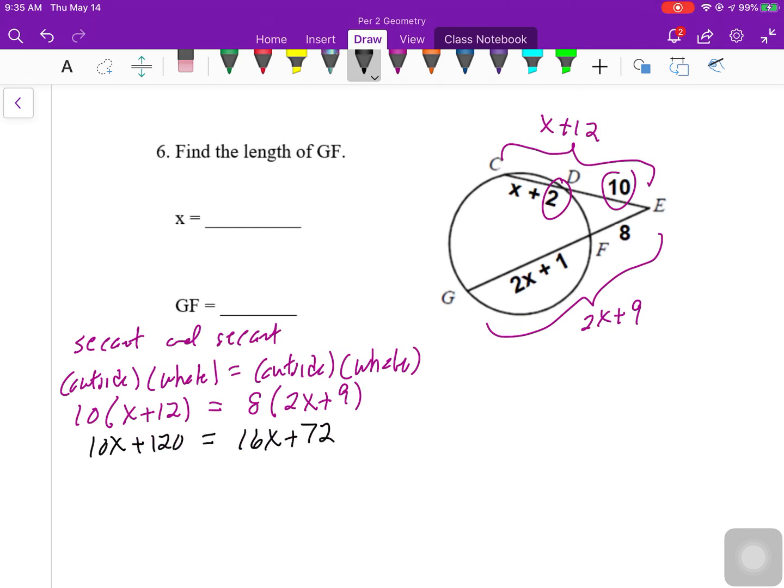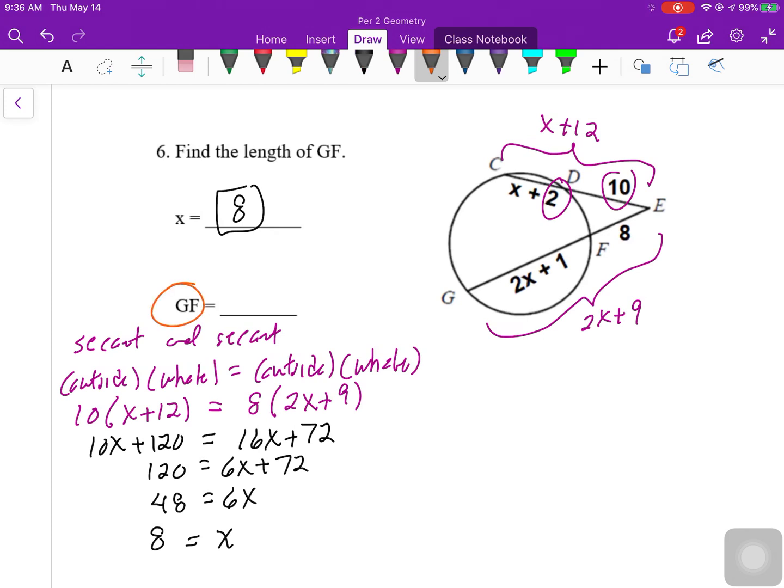Distributing the 10, we would have 10x plus 120. Distributing the 8, we'd have 16x plus 72. We'll subtract the 10x on both sides. 120 equals 6x plus 72. We'll subtract the 72. We get 48. 6x equals 48. We divide by 6. We find that x is equal to 8.